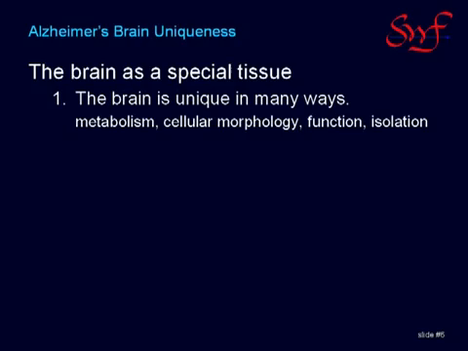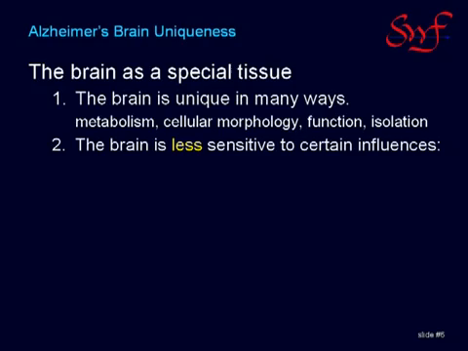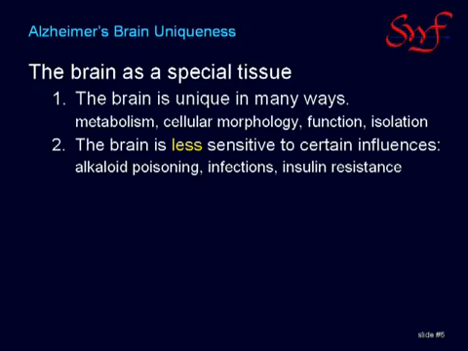The brain is also isolated behind the blood-brain barrier, which selectively passes and rejects certain chemicals to make the brain work properly. These factors can make the brain less sensitive to certain adverse influences in the world, like alkaloid poisoning from plants that are trying to keep us from eating them, or infections that are fought by the immune system on the body side of the blood-brain barrier, or insulin resistance, which affects the GLUT4 glucose transporters of the body and not the GLUT1 transporters that are favored by the brain.